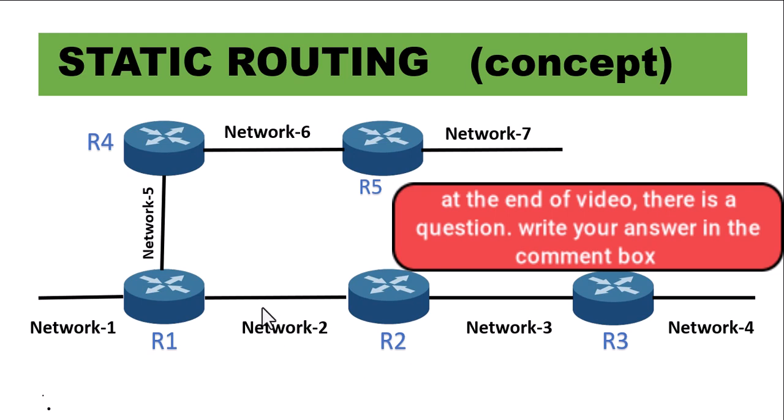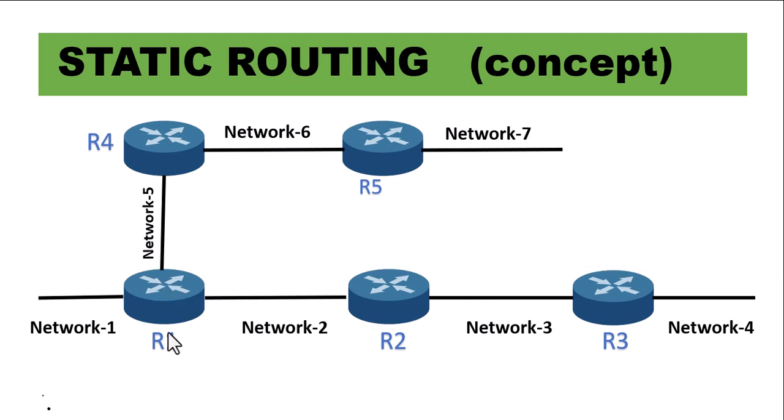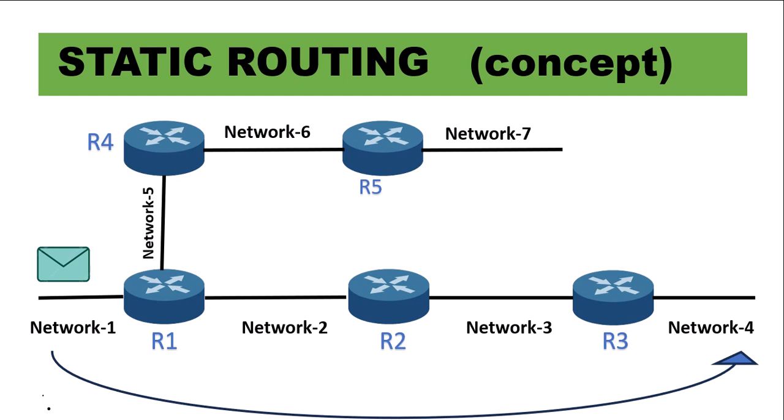Here we have a network of 5 routers: R1, R2, R3, R4 and R5. In these 5 routers, we have connected 7 networks. Let's say a packet arrived at network 1 and this packet wants to move to network 4. The destination for this packet exists in network 4. Now it's the responsibility of R1, router 1, to forward this packet to network 4.